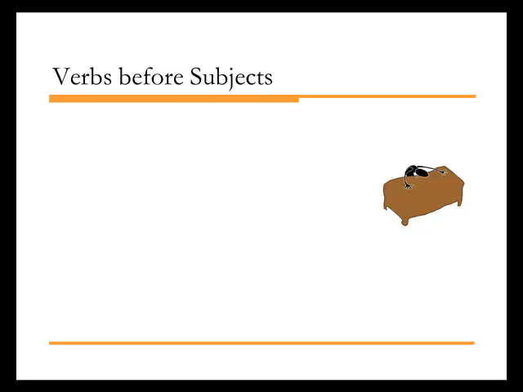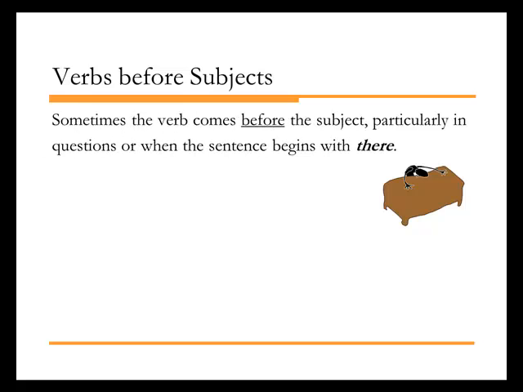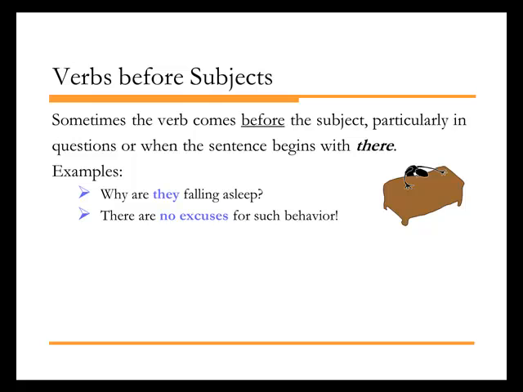Be careful when you write sentences in which your verb comes before your subject. This typically happens in questions or when a sentence begins with the word there. Look at these examples. Why are they falling asleep? Question words, who, what, when, where, why, and how, are not nouns or pronouns, so they cannot ever be a subject. So you know if you ask a question, your subject will follow your verb. So find your subject. It is they. Notice it's plural, so you have a plural verb.